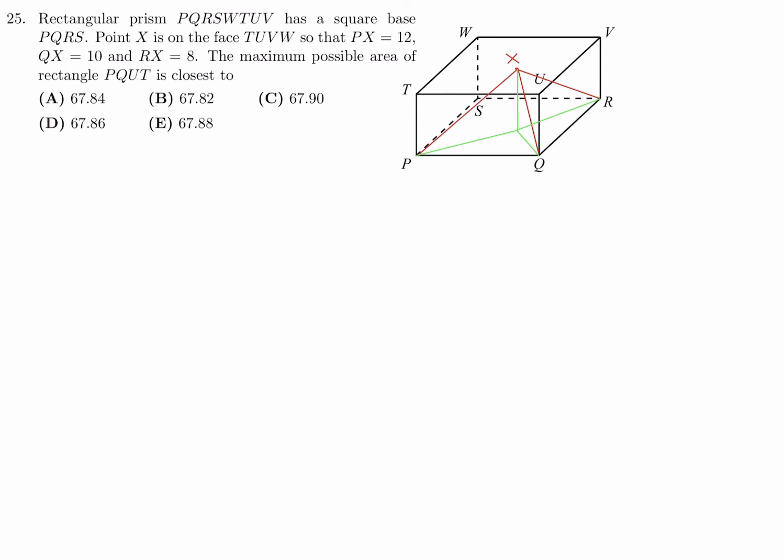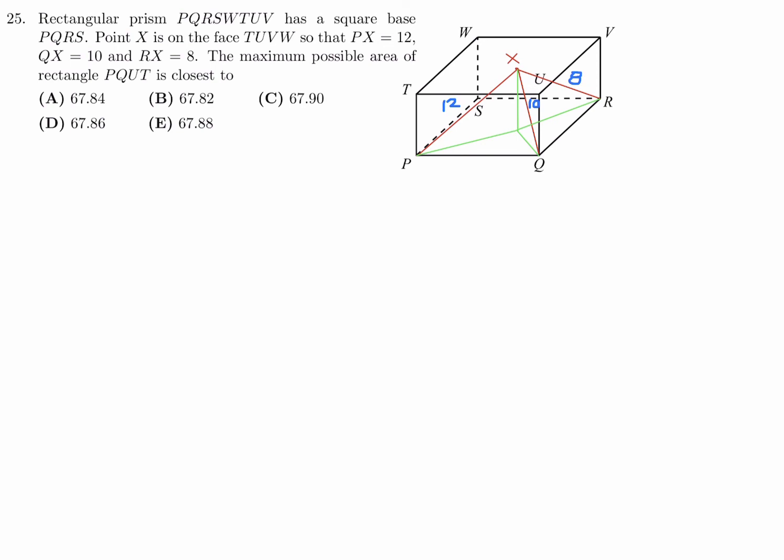Now, this diagram is going to get pretty messy, so I will avoid anything other than the distances, which are 12, 10 for QX, which I can squeeze in right there, and 8.